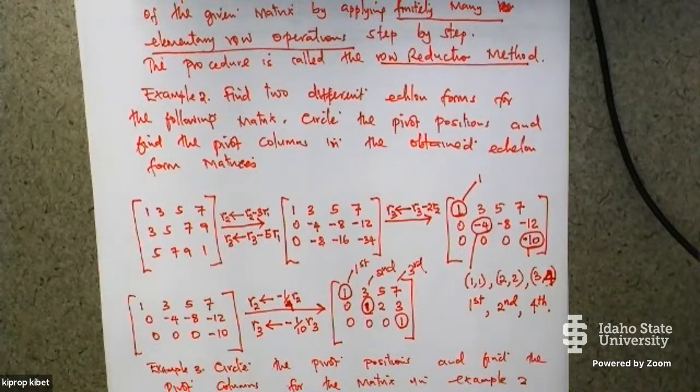You all work it out. Is there a way to know those are? So you need to do that. The questions can be circle the pivot positions, find the pivot columns for the matrix. So after doing all this, you just circle.